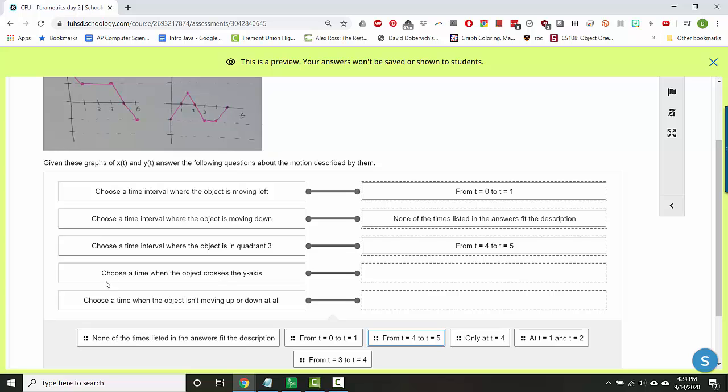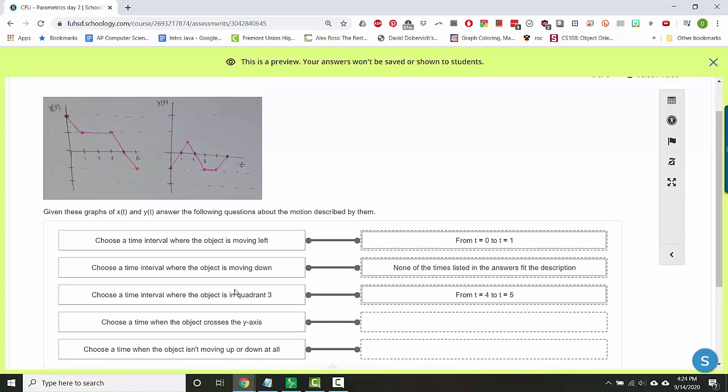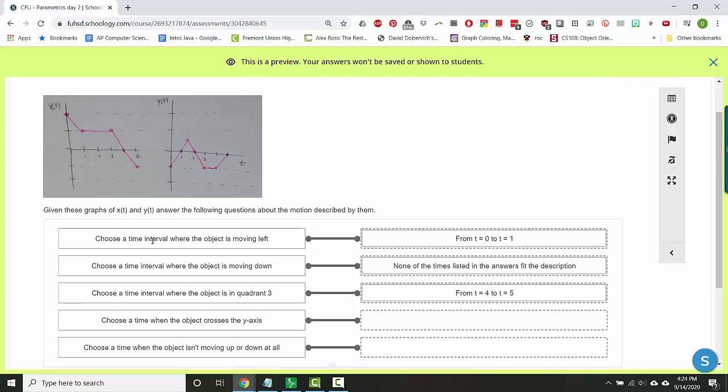Let's choose a time when the object crosses the y-axis. So crossing the y-axis means that the x value is 0. So it looks like that only happens at one time, at time equals 4.